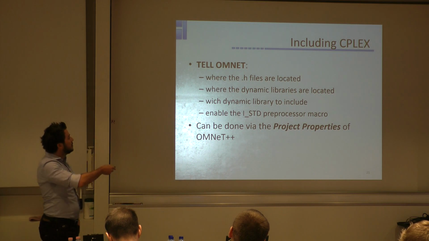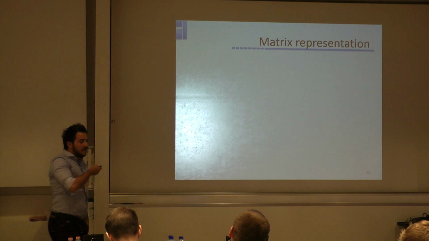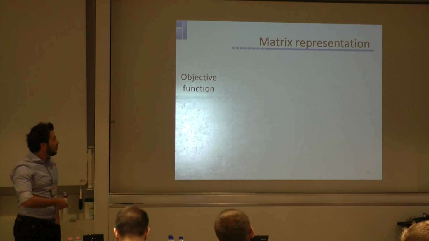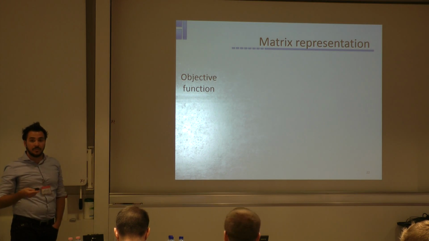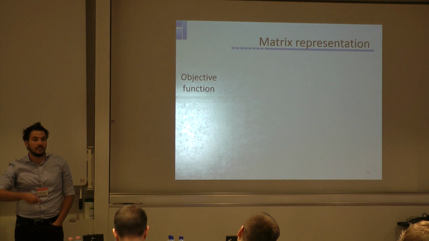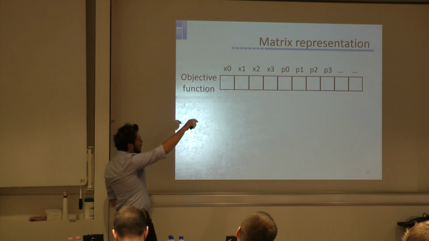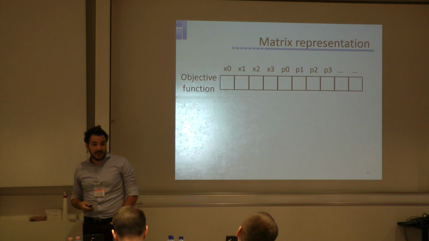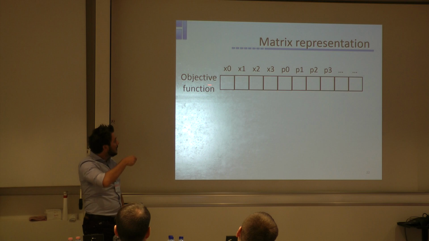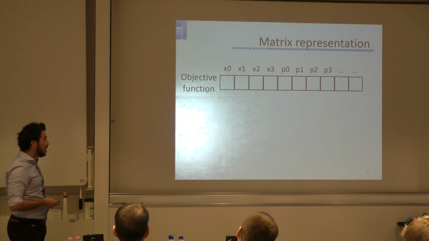How does this Callable library work? I said that we have a matrix representation, where we can describe, for example, the objective function. The objective function was the upper part we saw before, so maximize something. We can represent that using a vector, an array in C. And we can associate each element of the vector with the variables that we are using.